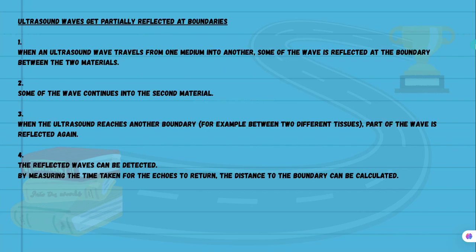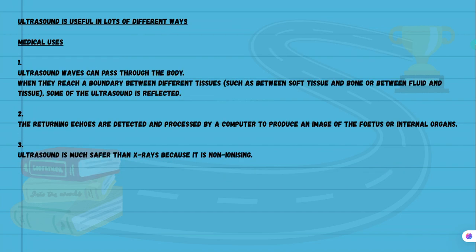Ultrasound waves get partially reflected at boundaries. When an ultrasound wave travels from one medium into another, some of the wave is reflected at the boundary between the two materials. Some of the wave continues into the second material. When ultrasound reaches another boundary, for example, between two different tissues, part of the wave is reflected again. The reflected waves can be detected. By measuring the time taken for echoes to return, the distance to the boundary can be calculated.